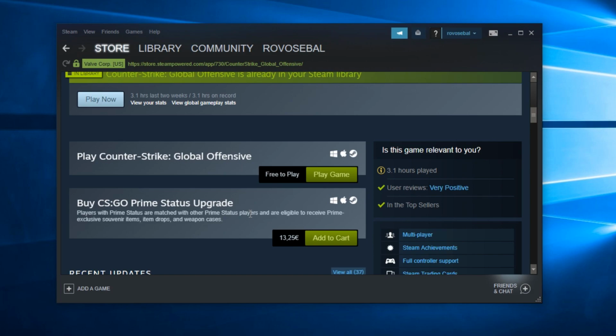But Prime status can also be received at level 21 as it was before, but if you want to get it faster, you can buy it for 30 euros. But of course, the most important thing is that Counter-Strike Global Offensive is now free to play, and you can get it from Steam and play it on your Windows operating system.